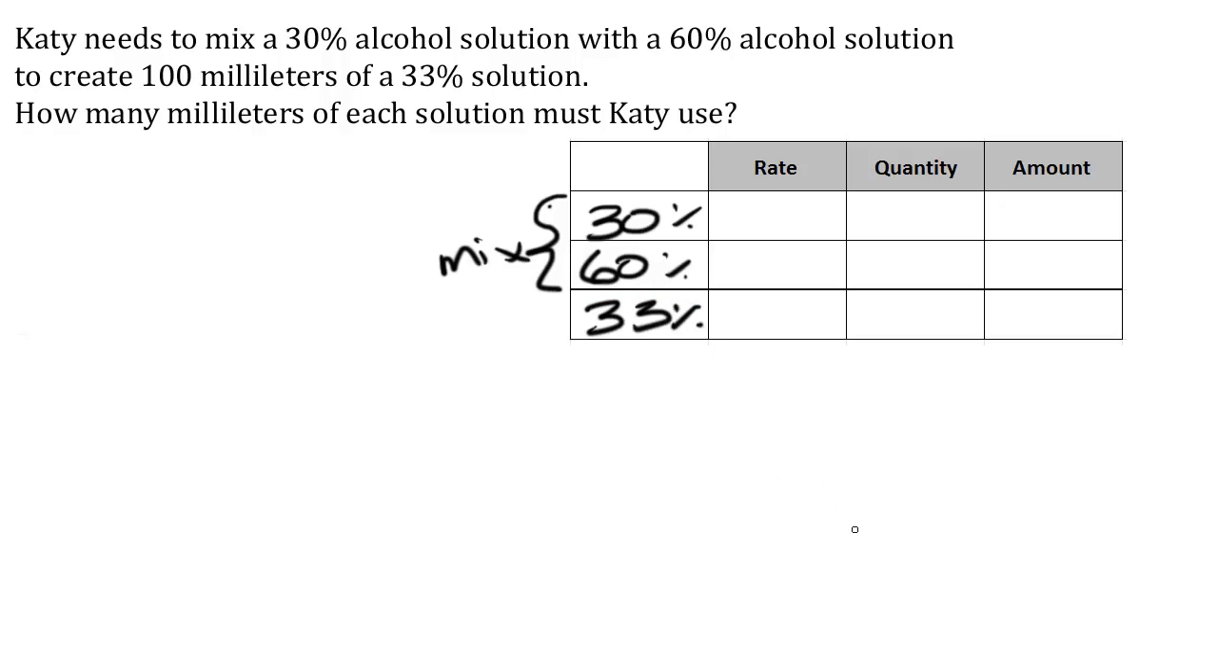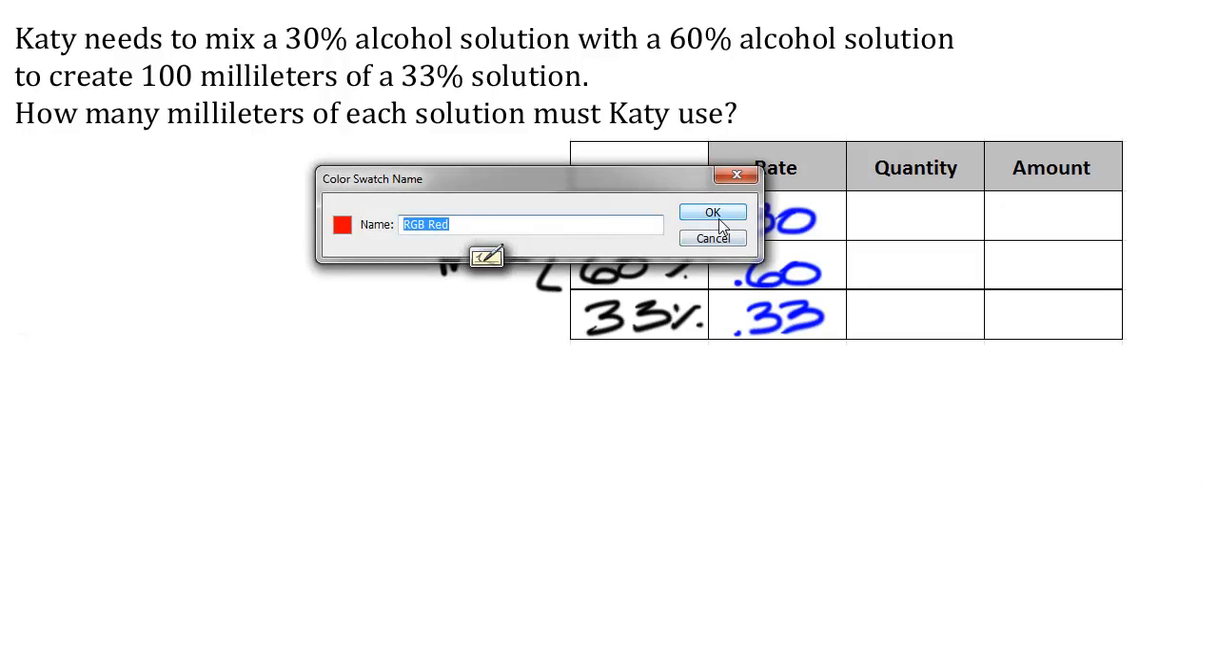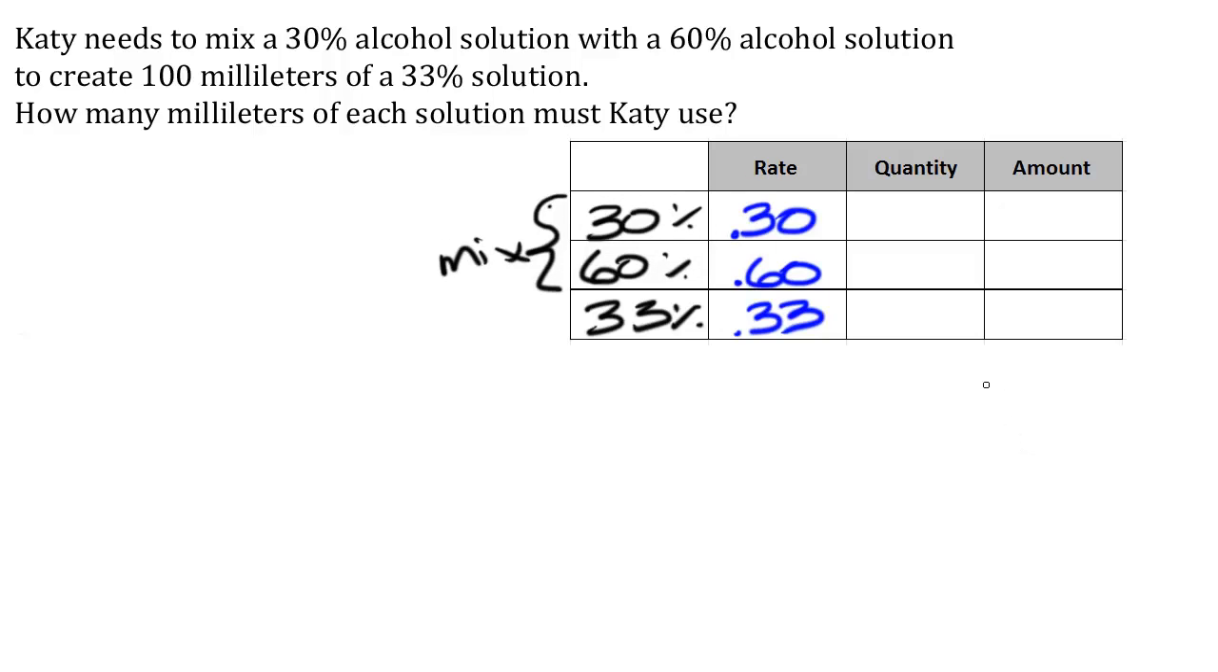Okay, then what we're going to do is translate the information into rates. In this case, it's percent of alcohol. So as a rate, I'm going to write 30% as 0.30, 60% as 0.60, and 33%, our ending rate, as 0.33. All right, and then I'm going to find any other information I have in this problem.